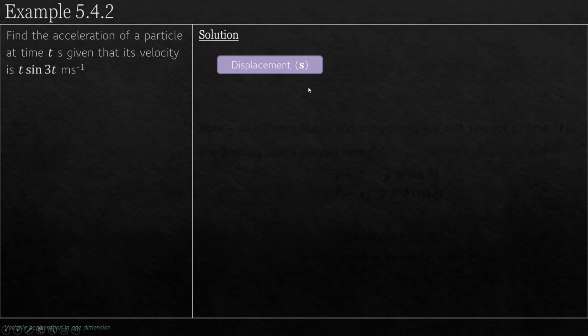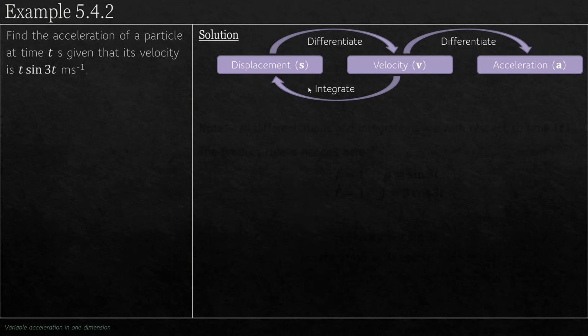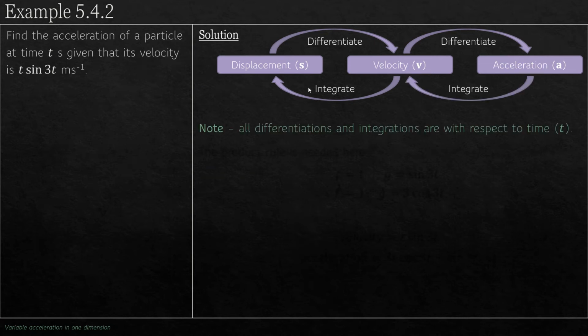So quick recap, if you have displacement and you differentiate it, you get the rate of change of displacement with respect to time, also known as velocity. So working backwards, integrate velocity to get displacement. If you differentiate velocity, you get the rate of change of velocity with respect to time, or over time, which by definition is acceleration. And working backwards, integrate acceleration to get velocity.